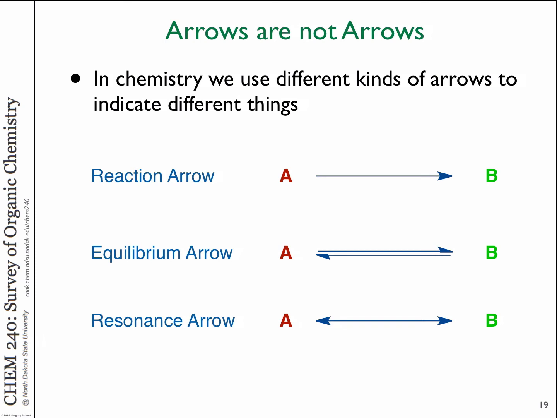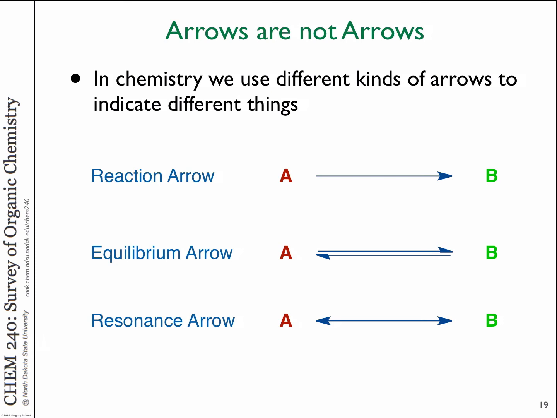And again, I'm not going to get into all the concepts of resonance, but a resonance arrow is signifying just a shift in electrons in a pi bond. In actuality, A and B don't really exist. What exists is something which is represented in between by those two pictures.